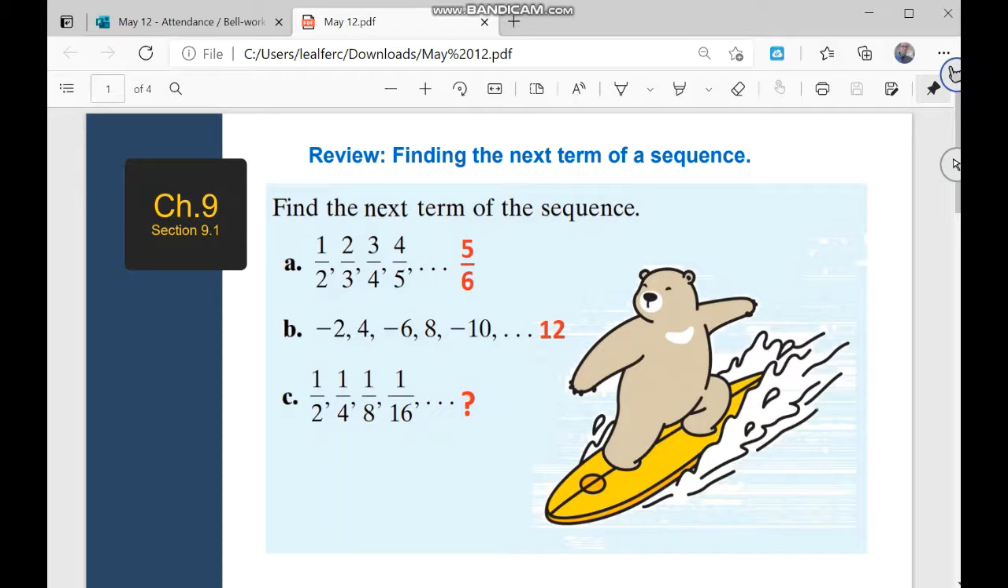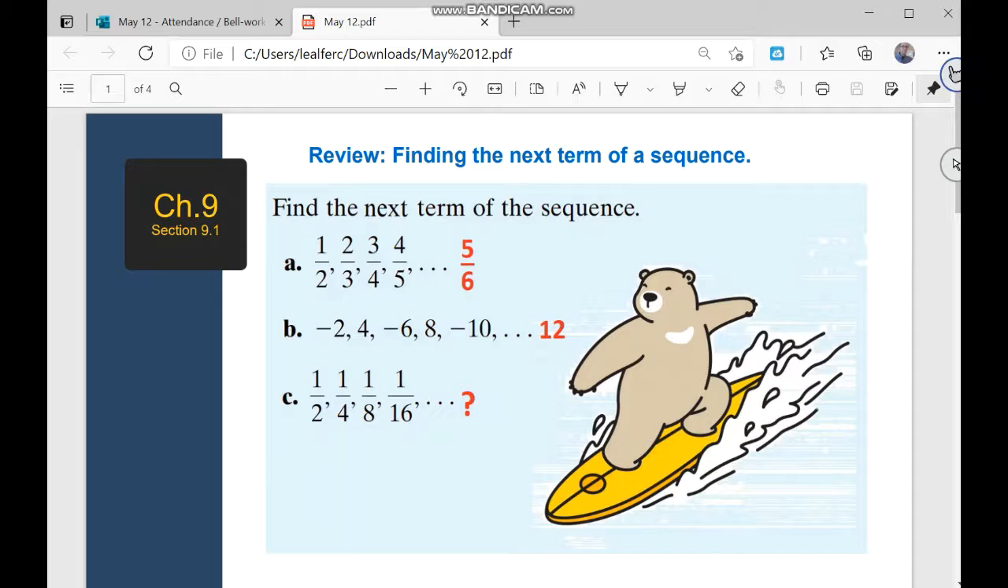We worked on 3 examples. Letter A, we have the sequence 1 over 2, 2 over 3, 3 over 4, 4 over 5, and the next term of this sequence, to make sense, right? For the sequence to make sense, it has to be 5 over 6. Nice, easy, right?